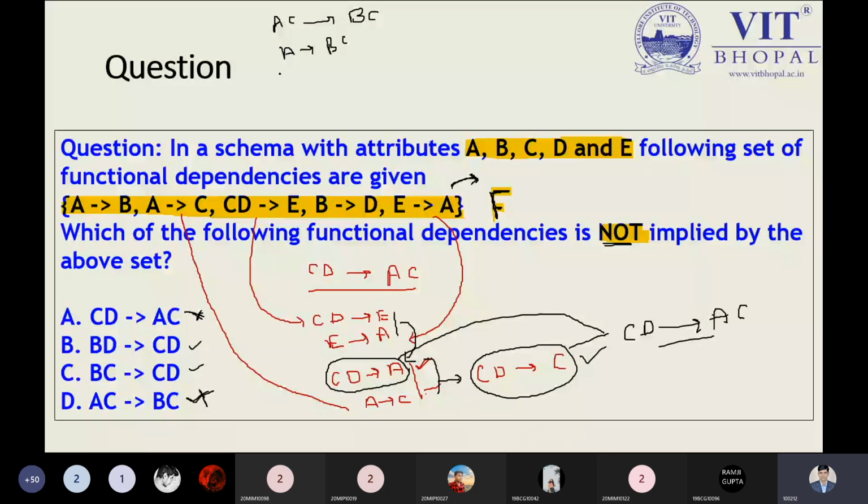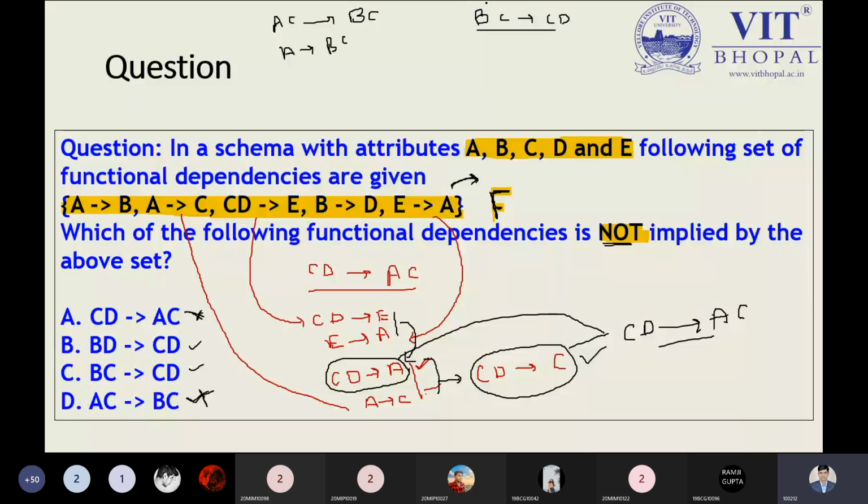And if you're talking about the next point, we have BC determinant to CD. Sir, I have a confusion. BC determinant to CD is given, and CD determinant to E is given in the question. That means CD determinant to B? No, because of E. No, you have to generate these FDs and check whether it is feasible inside our relation or not.